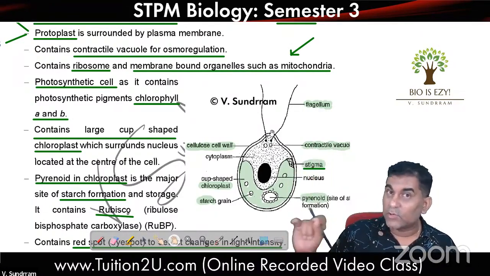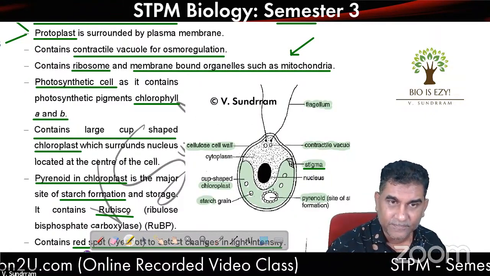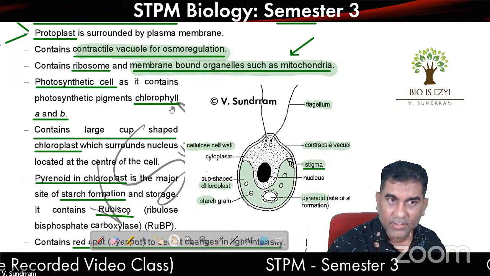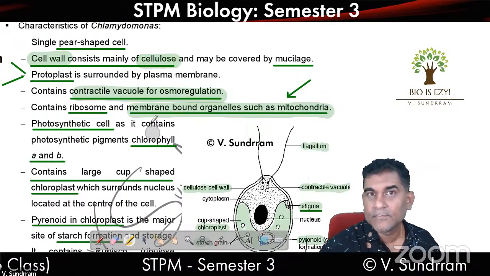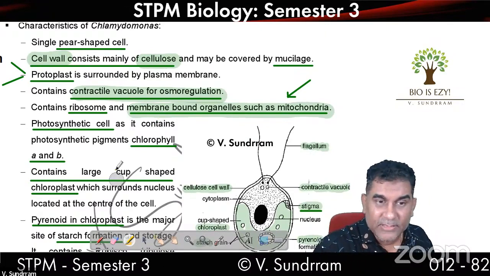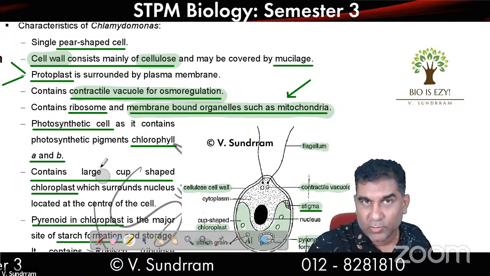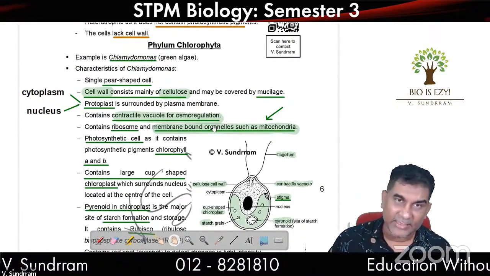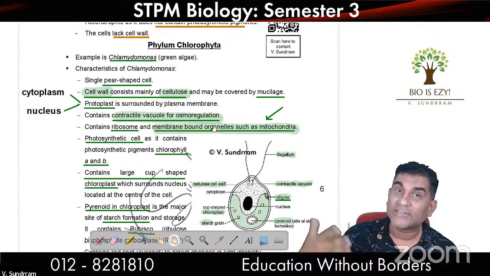But in this list, we also have characteristics of algae. For example, this is characteristic of algae. This is characteristic of algae. This is characteristic of algae. All the algae will have this. But some is unique for Chlamydomonas. Example is the cup-shaped chloroplast. All algae have chloroplast, but this one has cup-shaped chloroplast. This is the example for unicellular algae. There is also an example for multicellular algae.